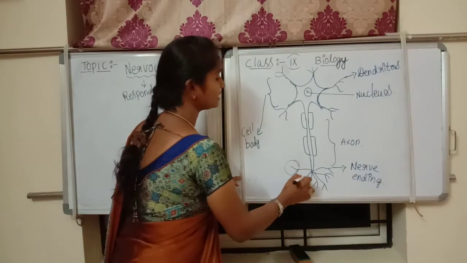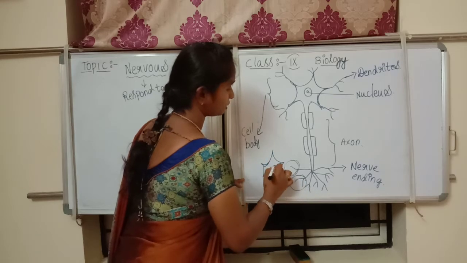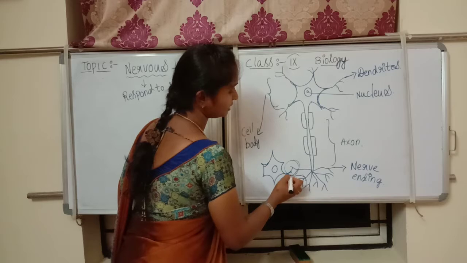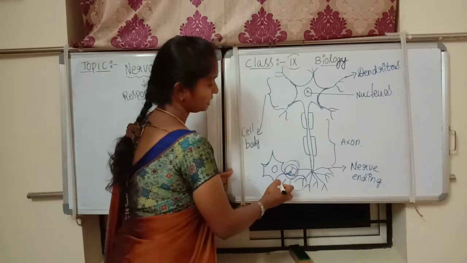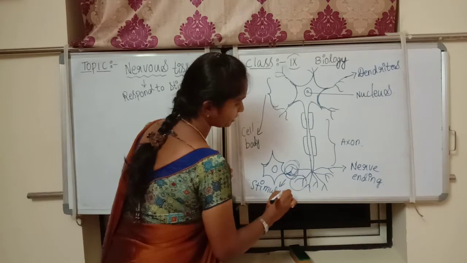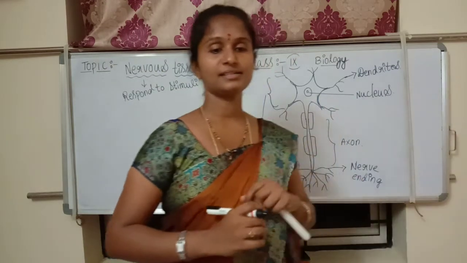These nerve endings are going to be helpful to attach another axon, to attach another cell body. Here the dendrites will be in contact. That's why it will be a stimulus, meaning it is going to respond to the connection between one cell and another cell.